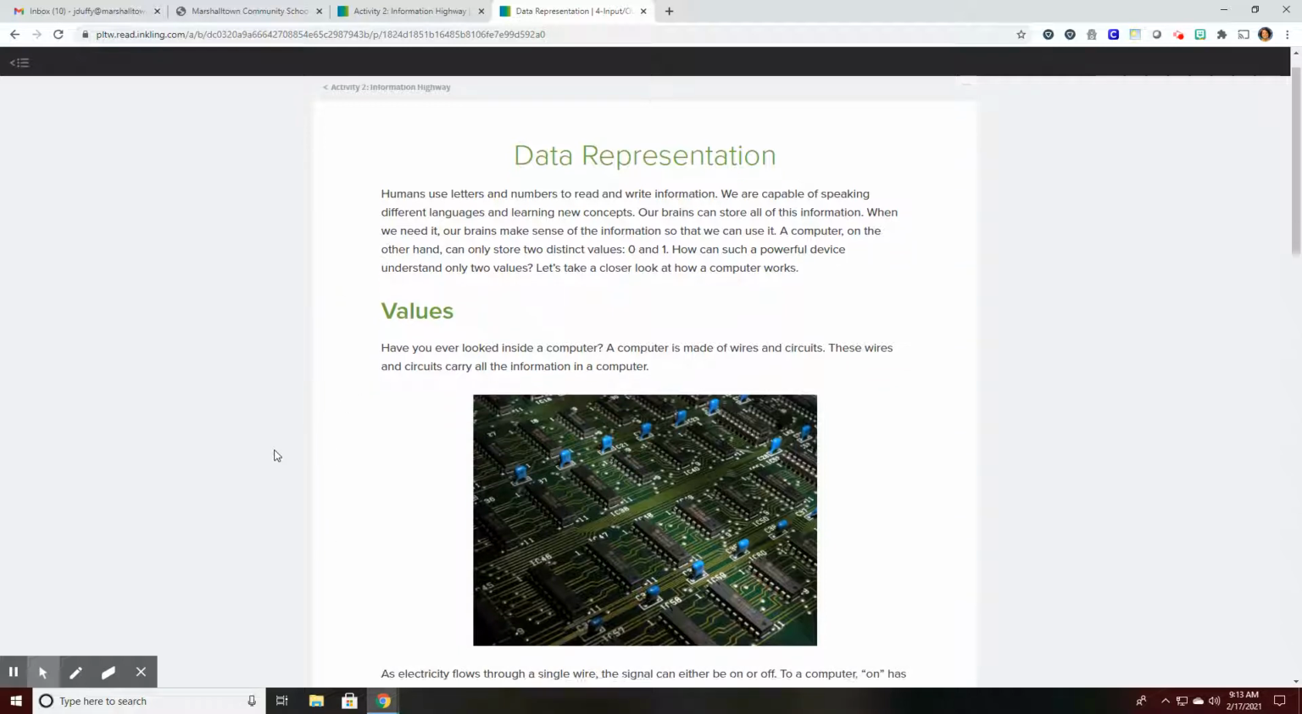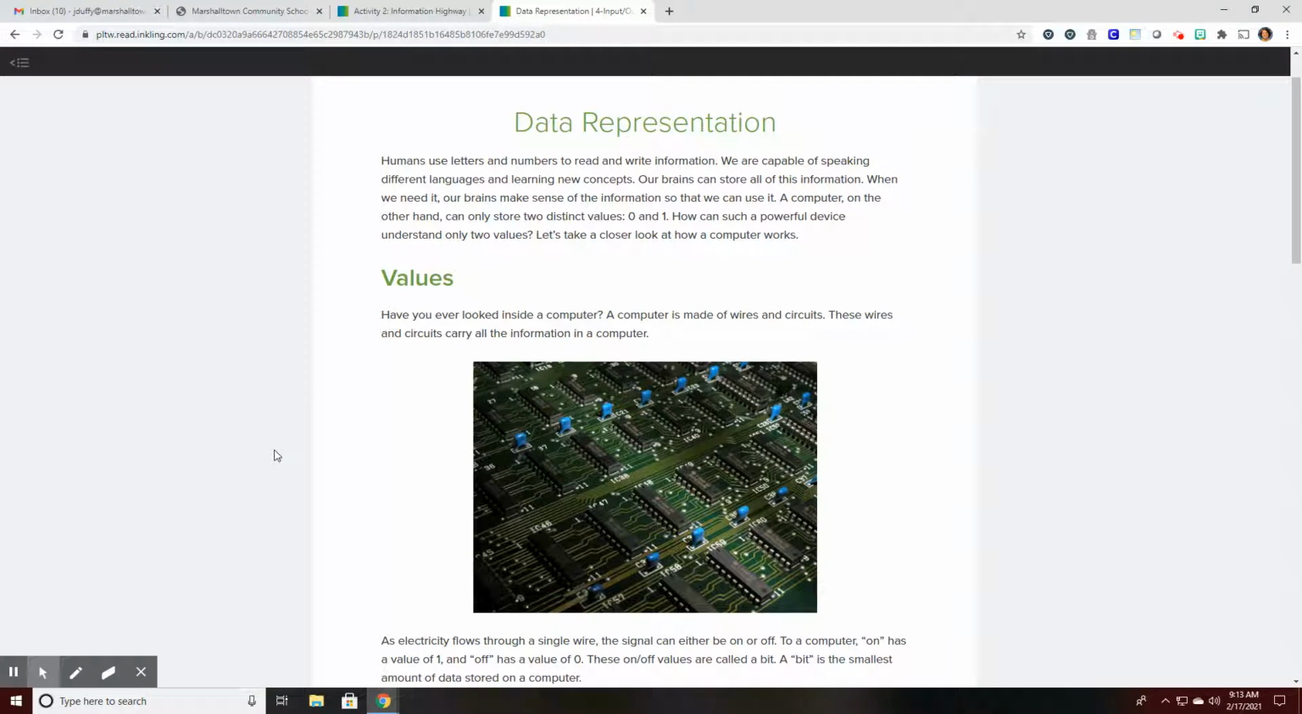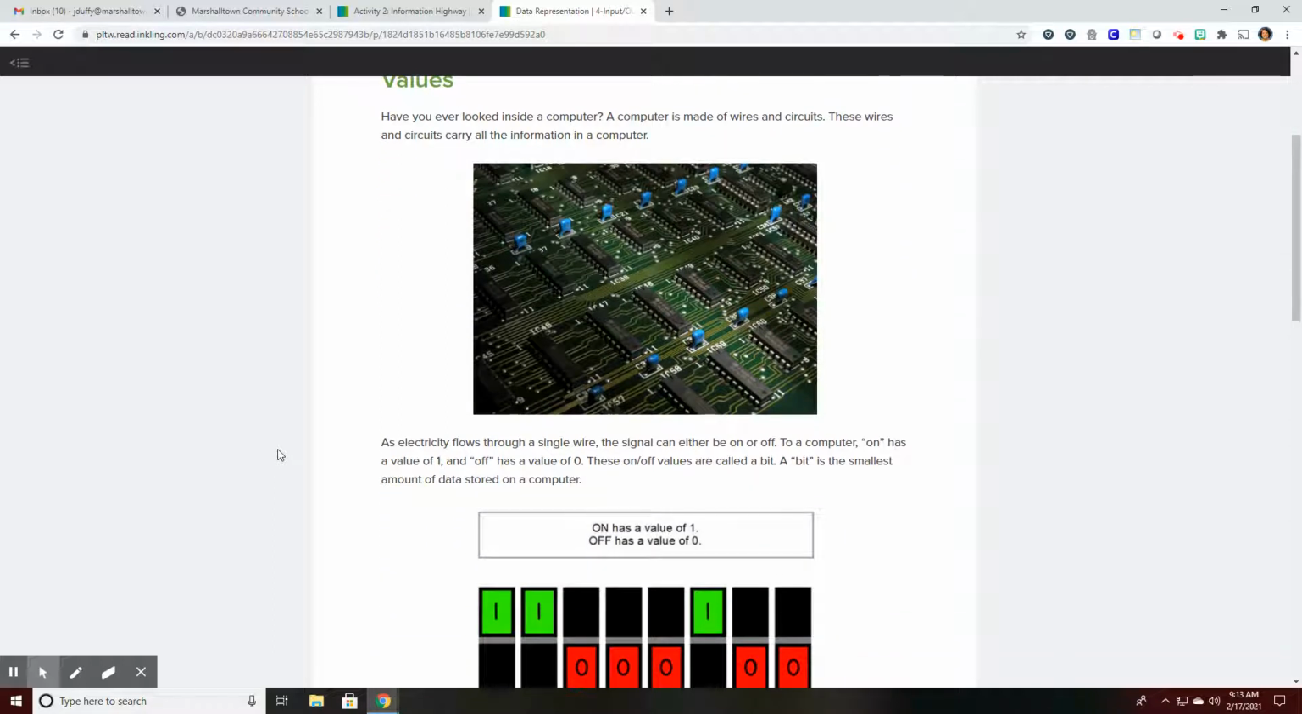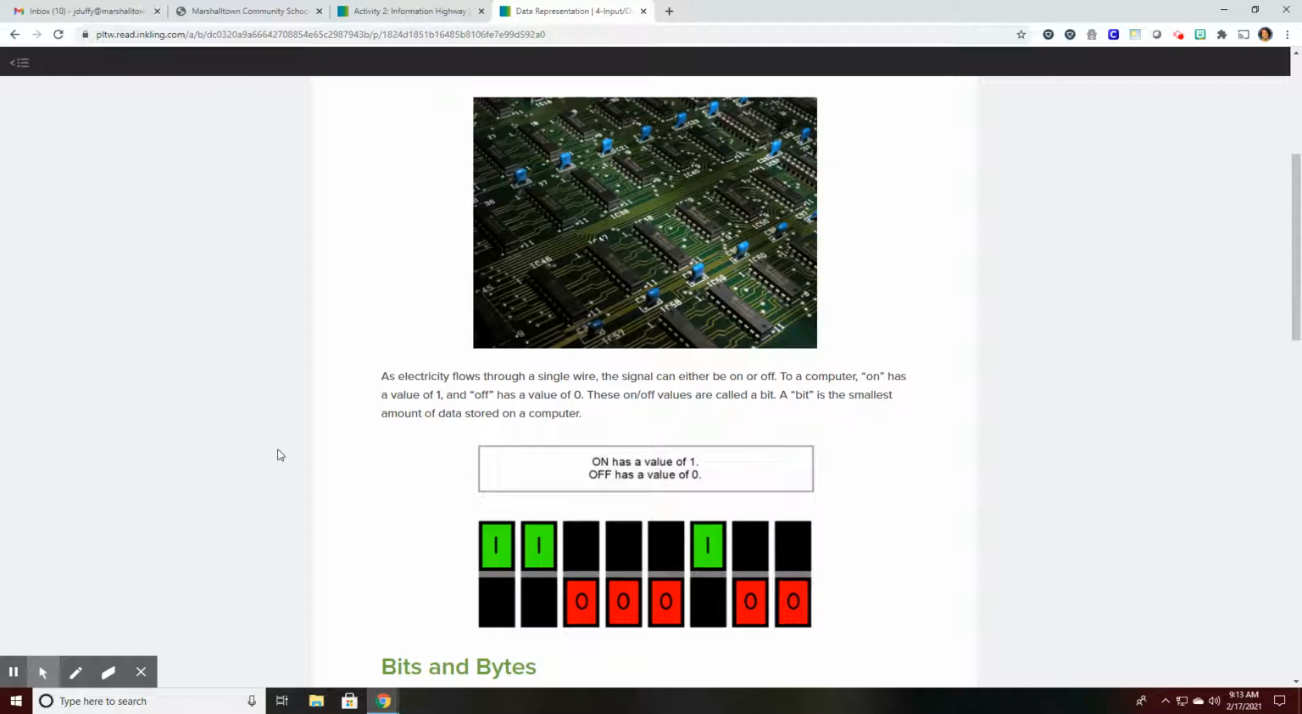Values. Have you ever looked inside a computer? A computer is made of wires and circuits. These wires and circuits carry all the information in a computer. As electricity flows through a single wire, the signal can either be on or off. To a computer, on has a value of 1 and off has a value of 0. These on-off values are called a bit. A bit is the smallest amount of data stored on a computer. On has a value of 1, off has a value of 0.